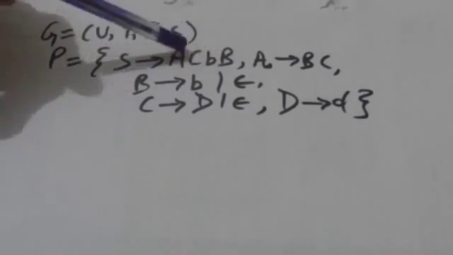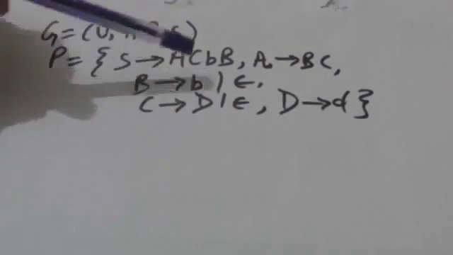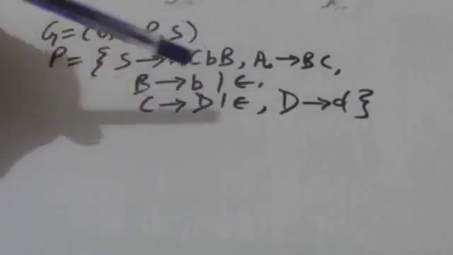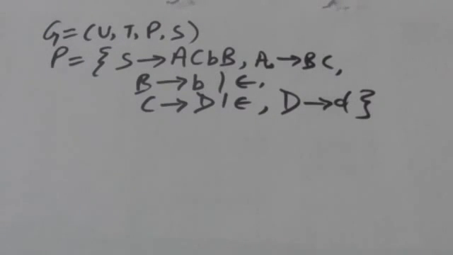S derives ACBB. A derives BC. B derives b. B derives empty string. C derives D. C derives empty string. D derives d. Right, P is the set of these productions. Now what do we have to do?